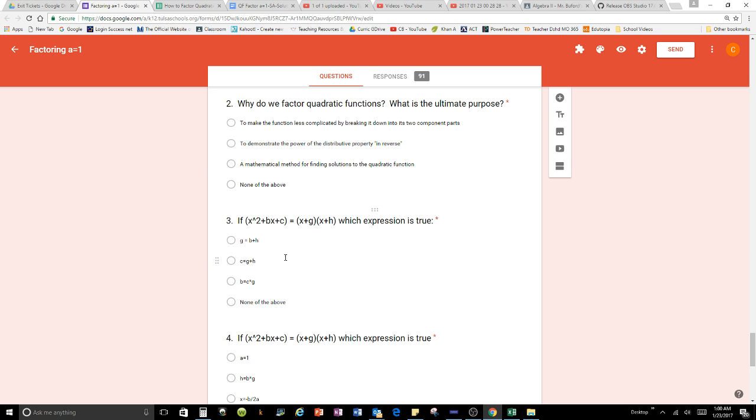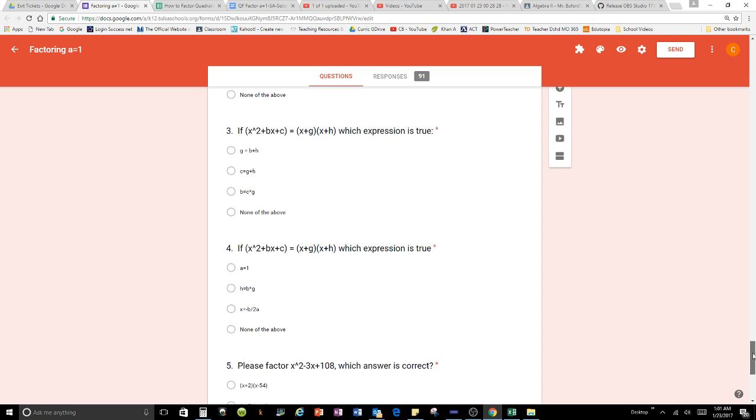these two criteria were repeated, so that you would be able to get that in your mind, that in order to find this g and h that will break this quadratic function into two binomials, the formulas for finding g and h is c should be equal to g times h, not g plus h, and then b should equal g plus h. So in this case, the answer would be none of the above.